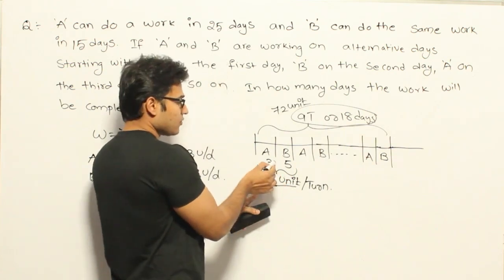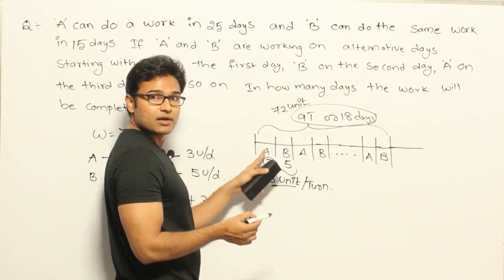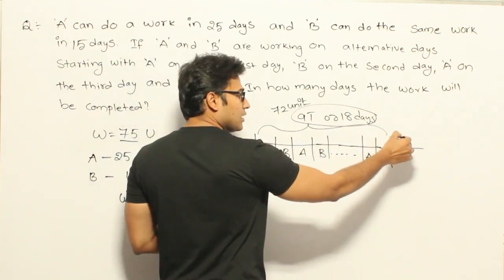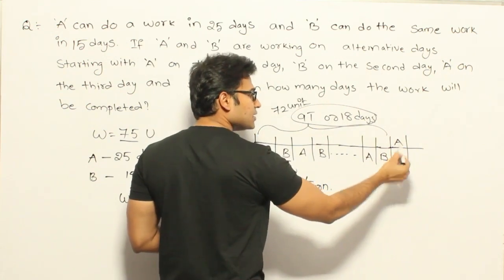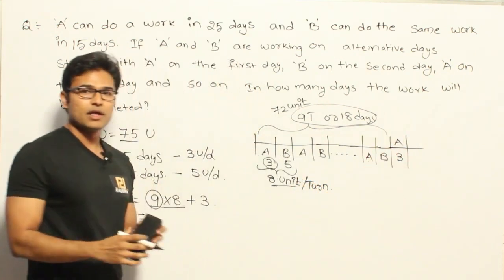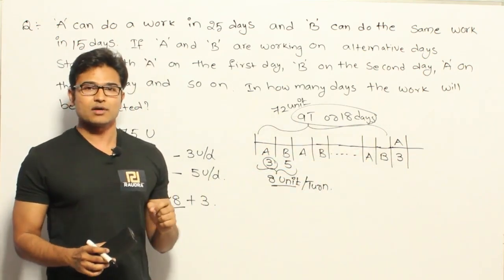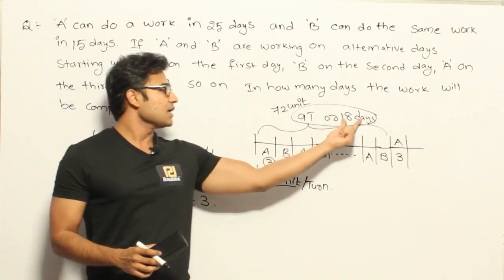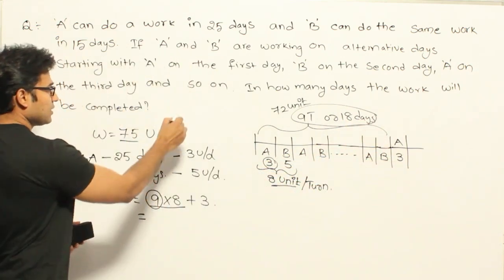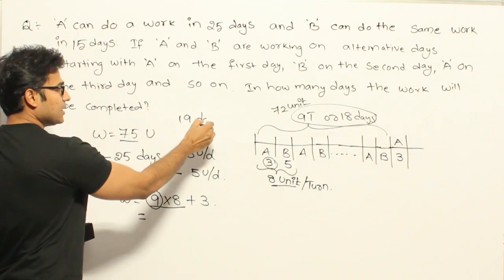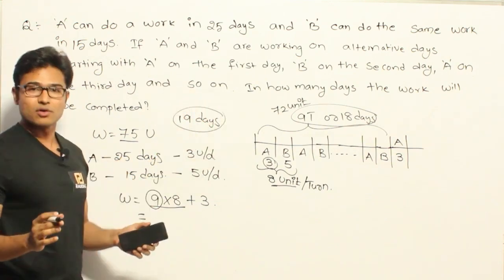And what is the capacity of A? A can do 3 units in 1 day. Therefore, if you let A work for 1 more day, he will be able to finish the remaining 3 units of work. Therefore, 72 plus 3, total 75 units of the work will be done in how many days? 18 plus 1, which means the total answer for this is 19 days. In this way, if they work, in 19 days they will be able to finish it off, right?